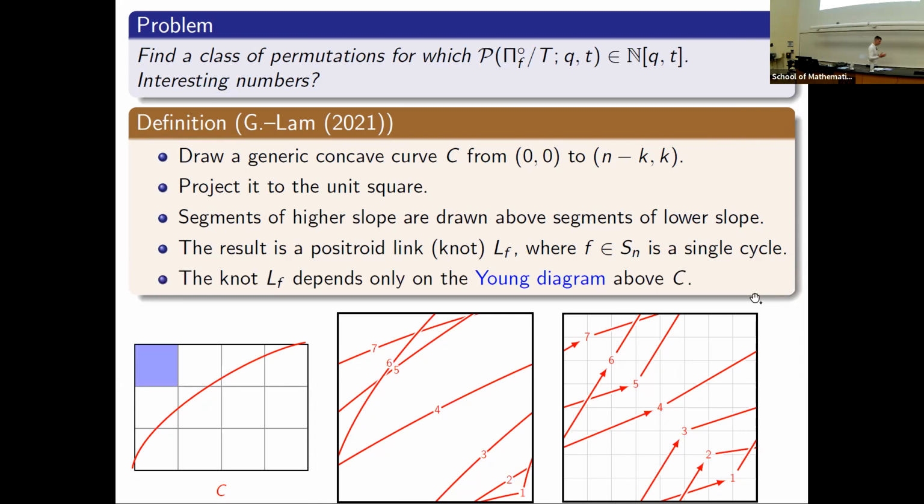So the actual answer, the link, which happens to be a knot, because this permutation is always a single cycle, doesn't change as long as you don't pass your curve through any of the lattice points. So it depends only on this Young diagram that stays above the curve. And so we naturally have this family of commutative diagrams for Young diagrams which stay above a concave curve. So what is this diagram for those permutations?